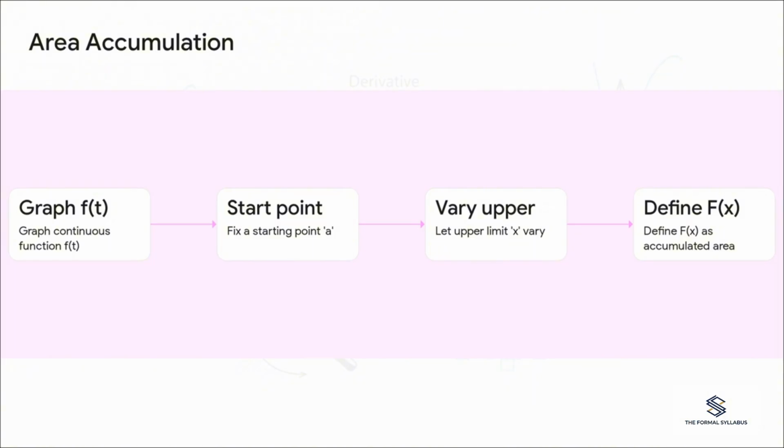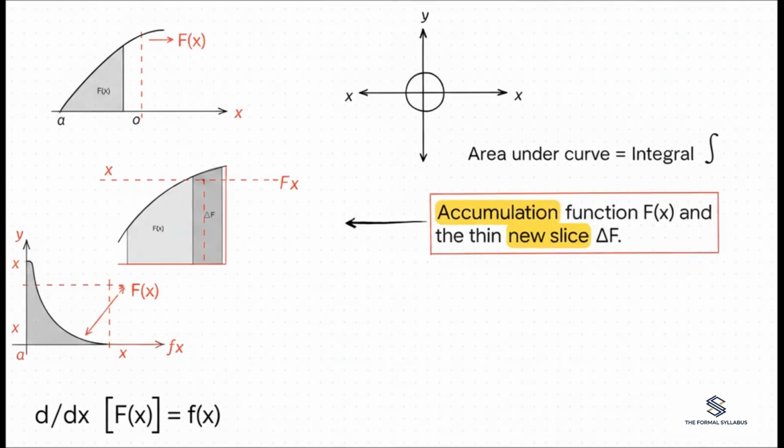Instead of looking at a static fixed area, they had this brilliant shift in perspective. They created the accumulation function. First, you graph a continuous function. Second, you lock in a starting point on the horizontal axis. Let's call it A. Third, and this is the genius part, you don't pick a fixed endpoint. You let the upper limit, x, vary. It can just slide back and forth. Finally, you define a brand new function, capital F of x, which represents the accumulated area under the curve from A all the way up to that moving boundary, x. Imagine that moving boundary sweeping out the area. That accumulated space is our capital F of x.